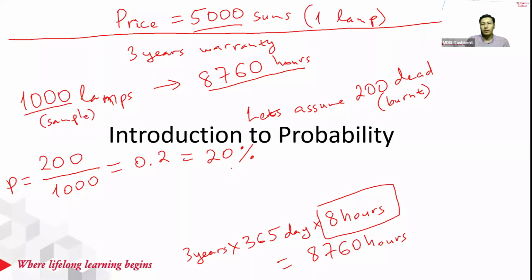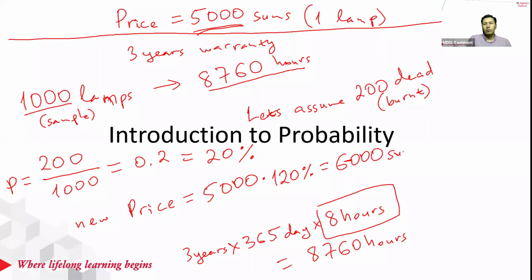So you have to replace them, so you will lose money. Therefore, you have to increase the price. So new price. You should increase it. It is actually 100%, but you should increase it at least by 20%. So I can multiply it by 120%, which is 1.2. So you get 6,000 soms. This is the new price.